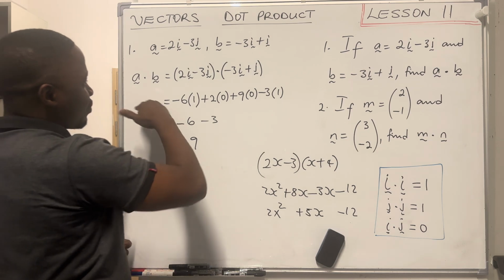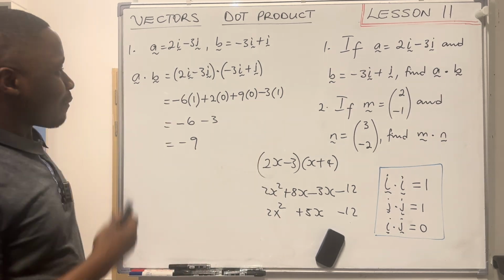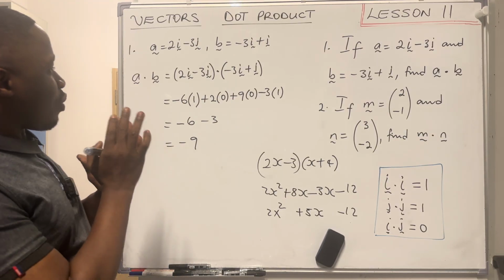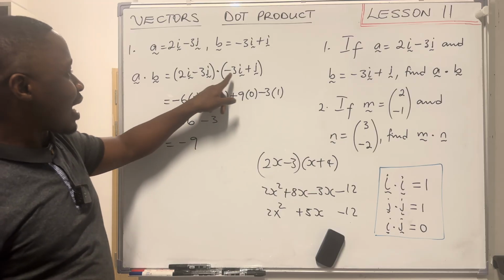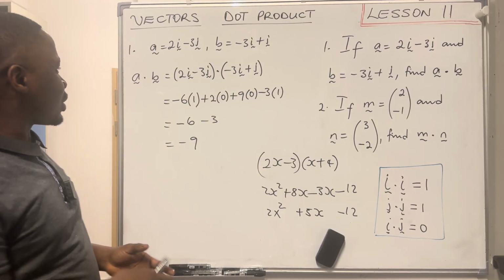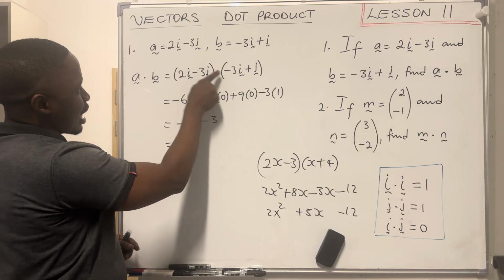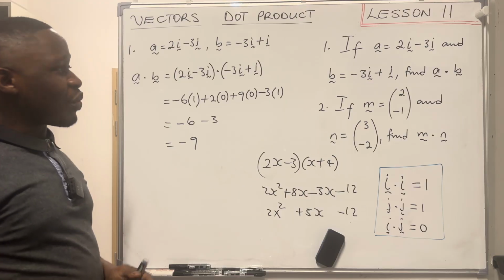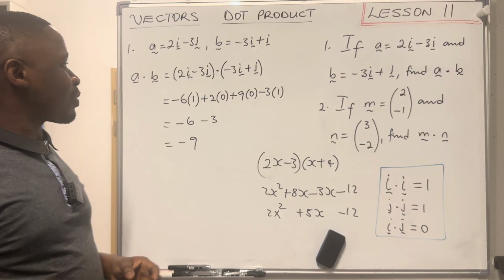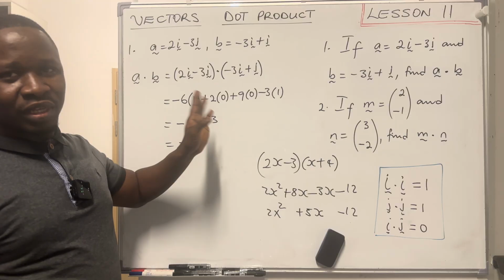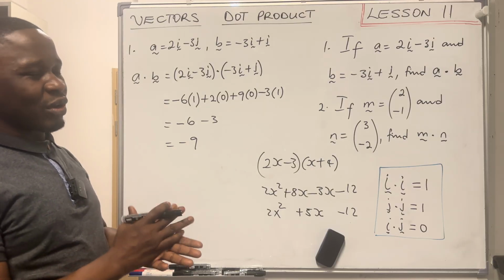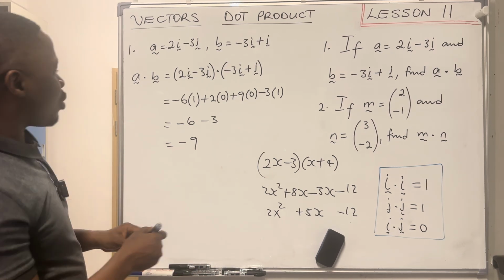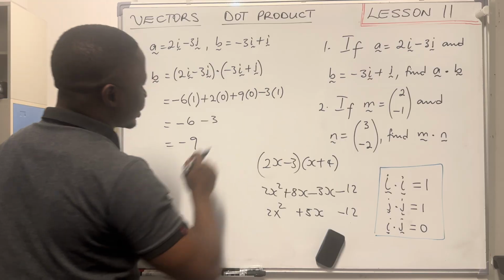So all what I have done is just a waste of time. When you are dotting vectors, your concern should be what? The I with I, and J with J. Do not bother to say after going through 2I and minus 3I, you go again 2I and J. You know it's going to give you 0. So whenever we are dotting two vectors, our concern is the corresponding terms only, just like we do in multiplying conjugate surds, the first and the first, the second and the second. So in other words, we wouldn't have gone through all this. We would have just said what?